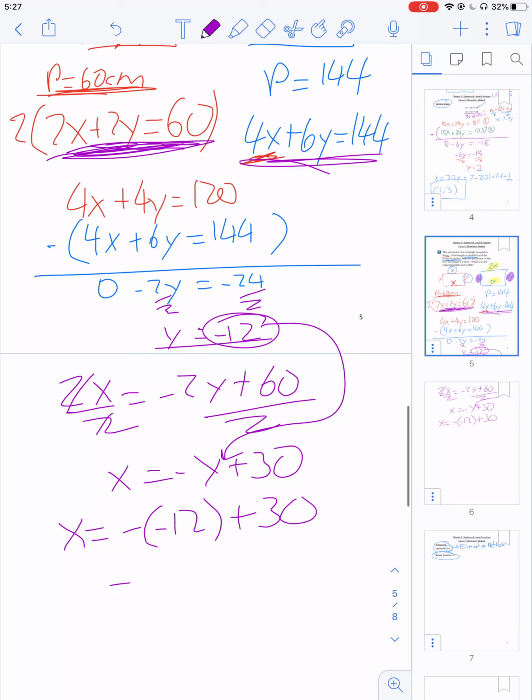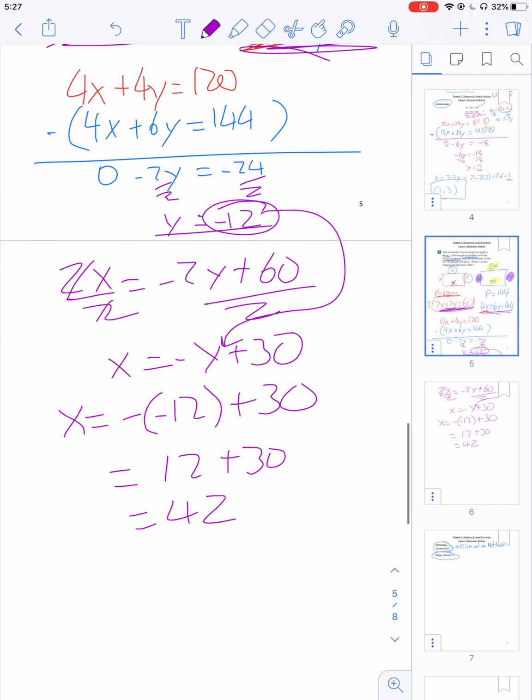So if I do that, minus minus will become plus, right? And then 30, this will become 42. So your solution is x has to be 42, y has to be minus 12.